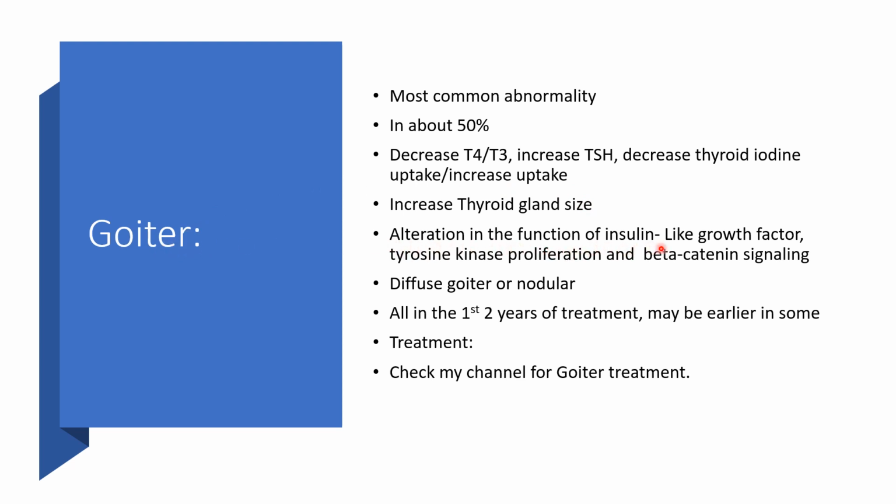Alteration in the function of insulin-like growth factor is a possibility. Also, tyrosine kinase proliferation may occur and beta-catenin signaling. Diffuse goiter or nodular goiter might be the case. All this is likely going to happen the first 2 years of treatment. It might be earlier in some patients. And how do you treat this? I mean, how do you treat goiter? Okay, you know what to do with lithium first, and then you deal with goiter. You can check my channel for full treatment when it comes to goiter.